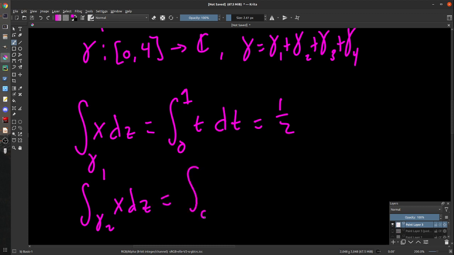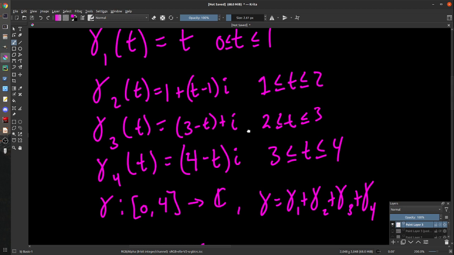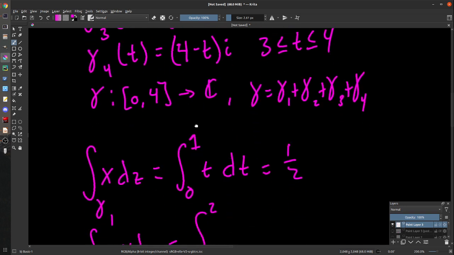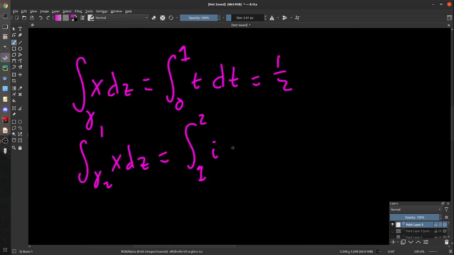Then I do the integral over gamma 2 of x dz. This would be the integral from 1 to 2 now, of the real part of gamma 2 times gamma 2 prime dt. What's the real part? It's just 1, and the derivative is going to be i. So this will be i dt, and what I get out of there is i.